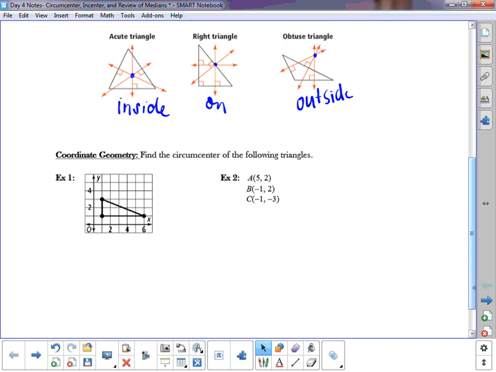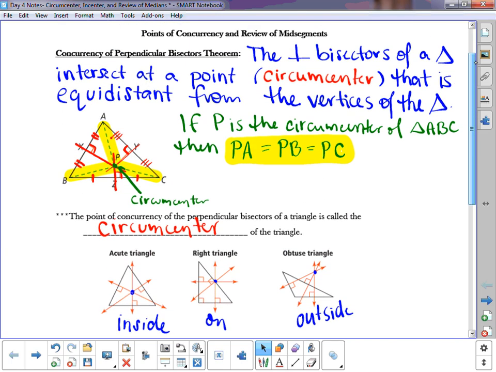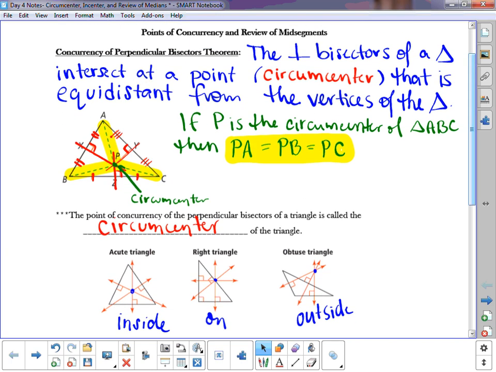Alright, so let's go ahead and tackle all of these examples. Example 1's not too bad. It says find the circumcenter of the following triangles. The theorem we just learned tells us that all three perpendicular bisectors meet at the circumcenter. So I don't have to find all three of them. I can just find two of them, because the third one will meet at the same point, and then find their intersection. That saves us a little bit of time.